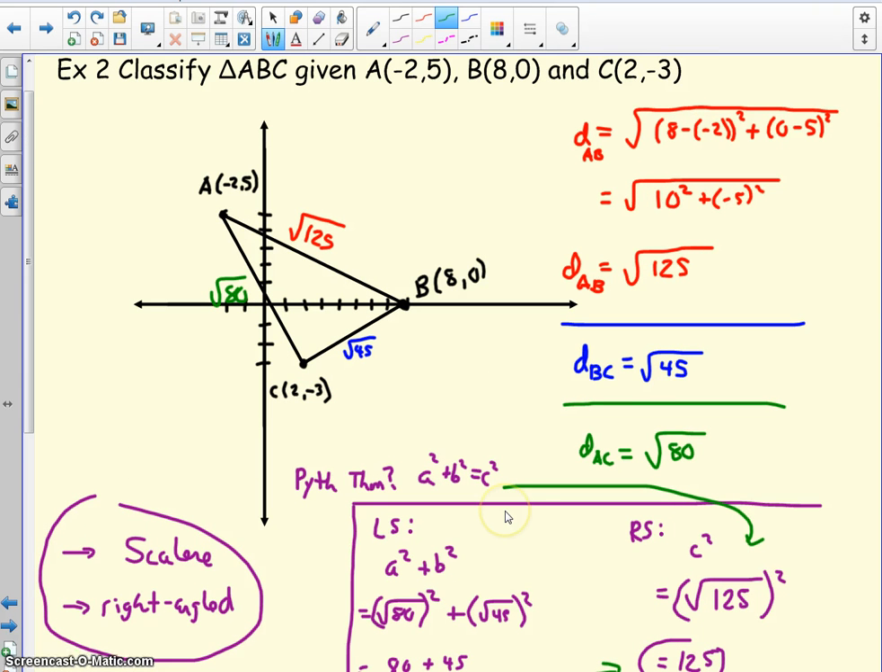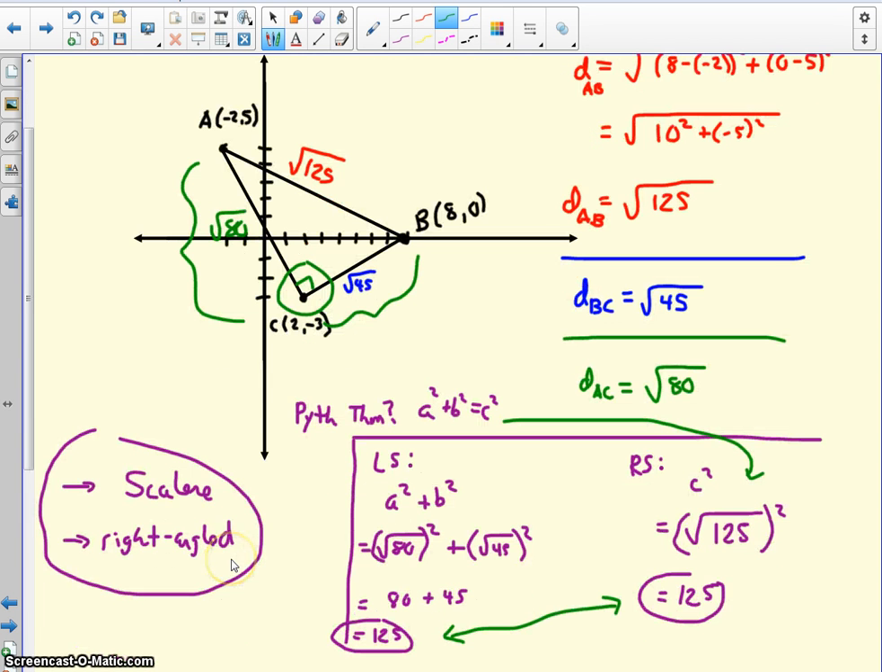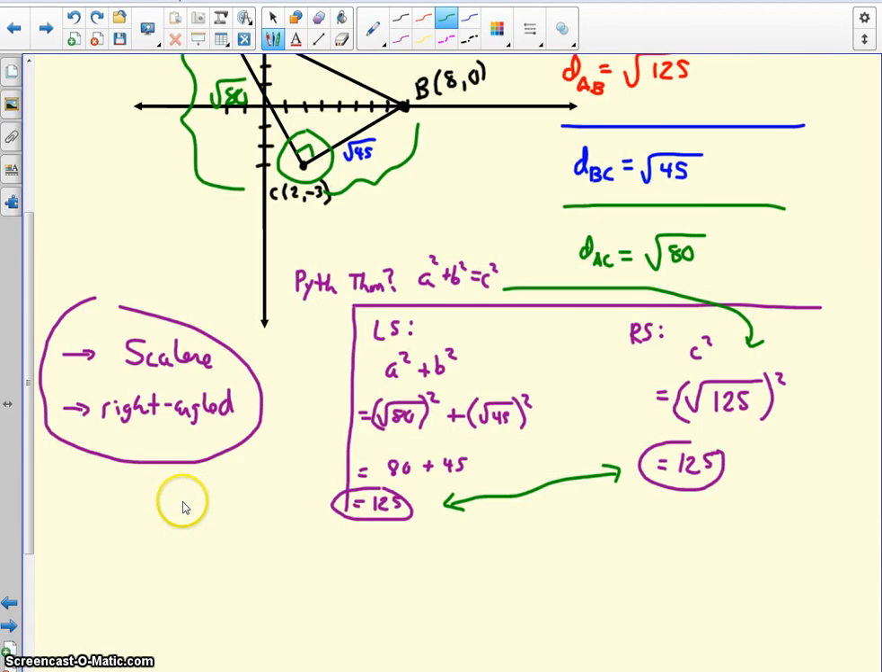Okay, alternatively, what you could have done is found the slope of each side: the slope of AB, slope of BC, and slope of AC. And what you would have seen is that the slope of AC and the slope of BC were negative reciprocals of each other. And what that would tell you is that there's a right angle over there. Okay, so however you did it is fine, but in the end you should determine if it's scalene or right angle, that is scalene and right angled.